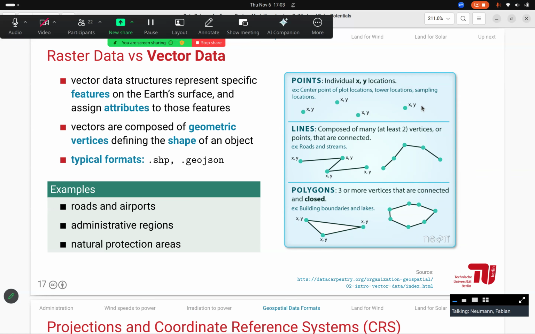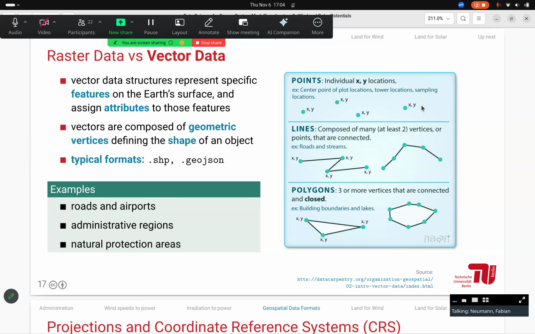And you could, for example, have points for power plants. You could have lines, I think that's obvious, for transmission lines or gas pipelines or something like that. And then polygons, you could have a polygon that describes the boundaries of a building or boundaries of natural protection areas. And there's a couple of more types of vector data. But the important point is that the vectors are kind of put together from points and connections between points.